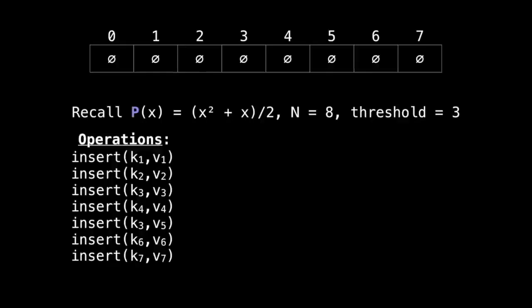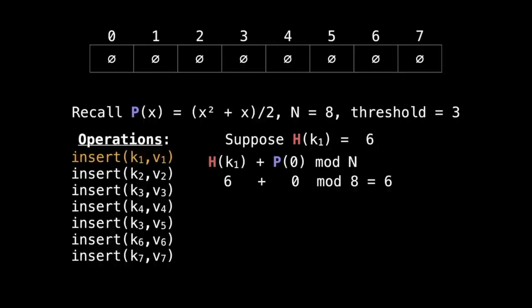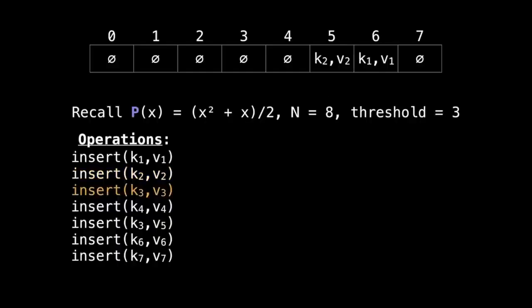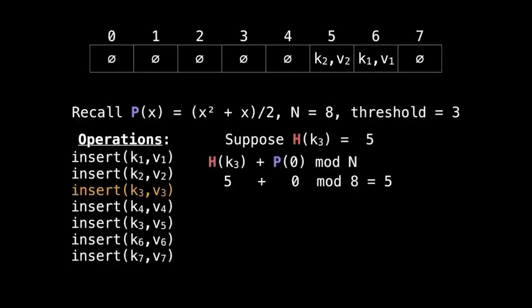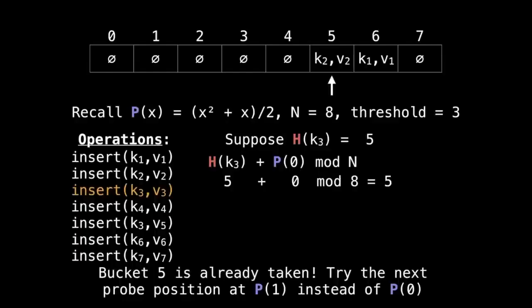Okay, so let's insert the first guy. Suppose that k1 hashes to 6, then we're going to insert k1 at position 6. Alright, next k2, suppose k2 is equal to 5, then we're going to insert it at 5, no collision there. Suppose k3 is then equal to 5, then we have a collision, so we need to handle that.